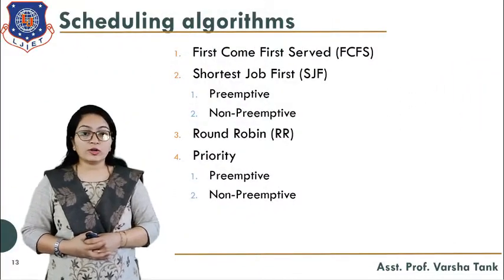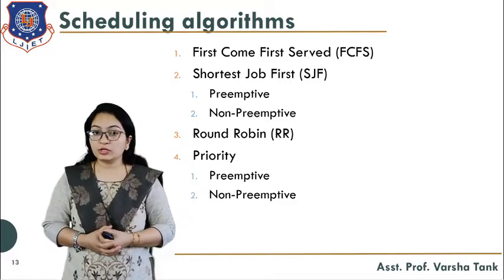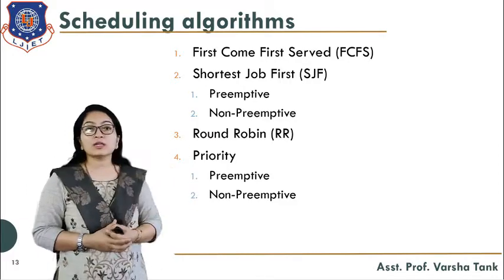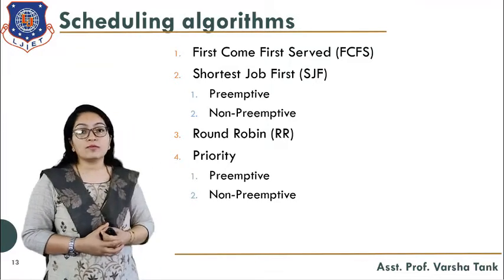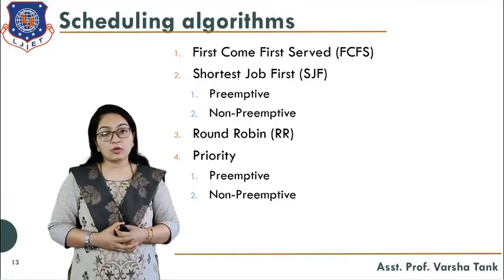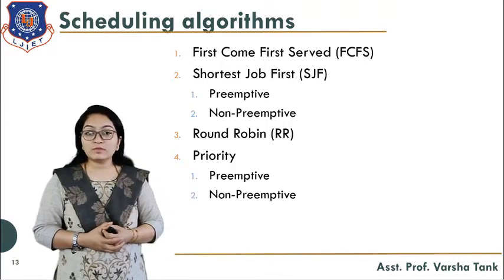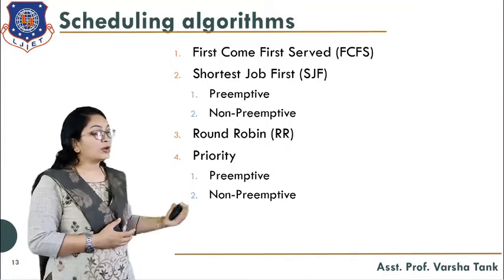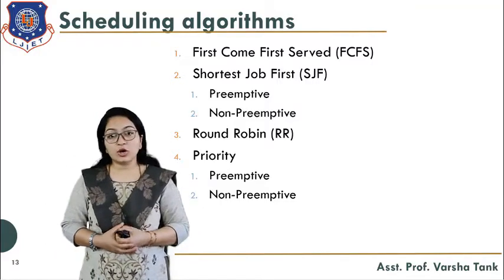Now, which are the scheduling algorithms? So here you can see these are the different types of scheduling algorithms. First is first come first serve, that is FCFS. Then shortest job first. There are basically two types of it, preemptive and non-preemptive. Then next we will see the round robin algorithm. Then we will see the priority scheduling algorithm. Again it is preemptive and non-preemptive.